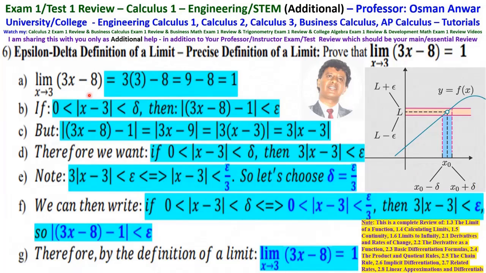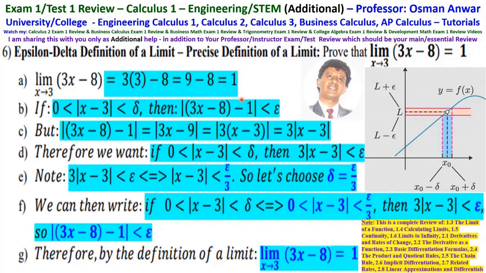Number 6 is the epsilon delta definition of a limit, which is the precise definition of a limit. Prove that the limit as x approaches 3 of 3x minus 8 equals 1.